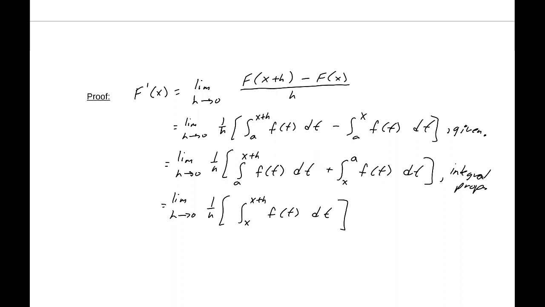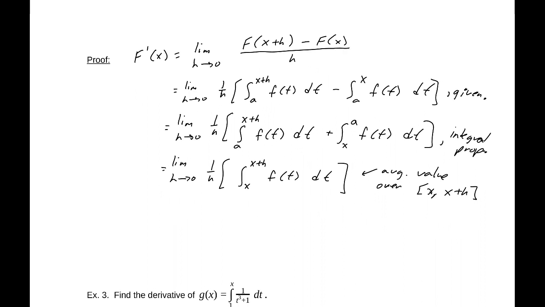Now, looking at this statement right here, this is actually the average value. This bit right here, 1 over h times the integral from x to x plus h, is the average value of the function. Okay, so I'm going to make that note. Average value over the interval x to x plus h, because the width of that would be h, which we have 1 over h.